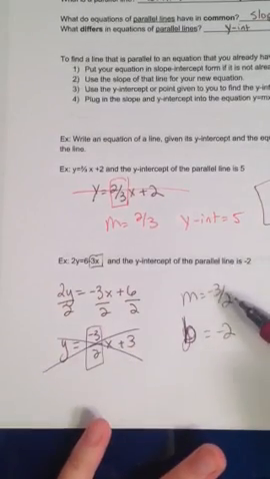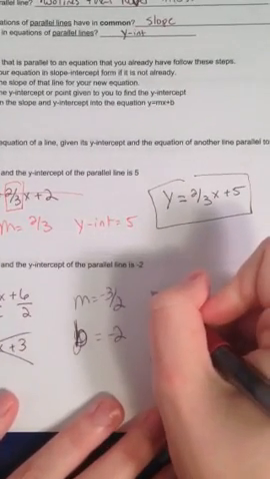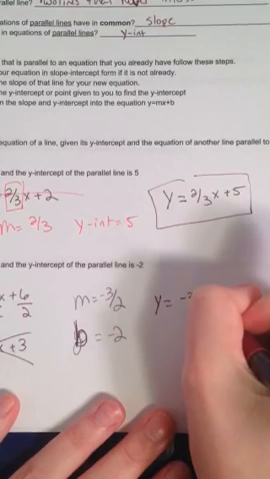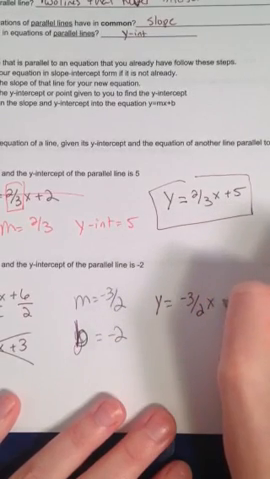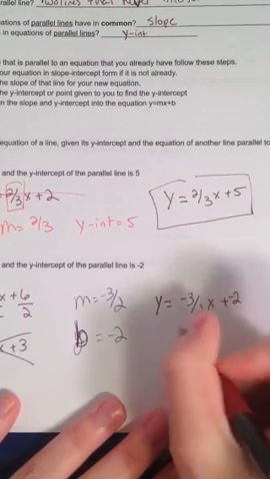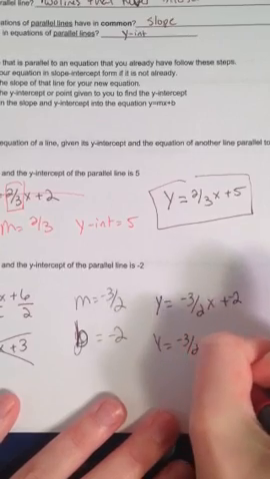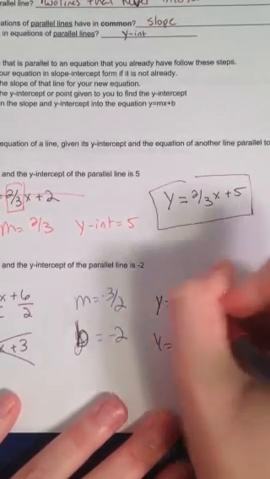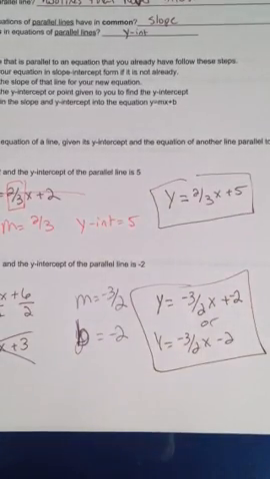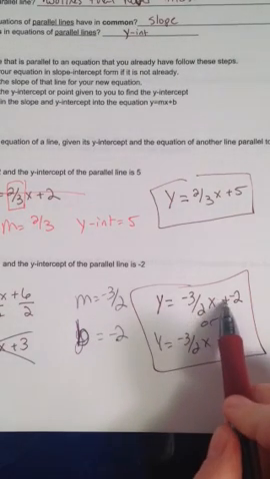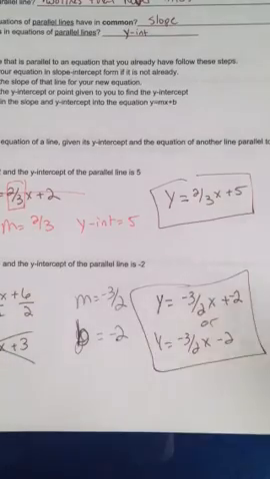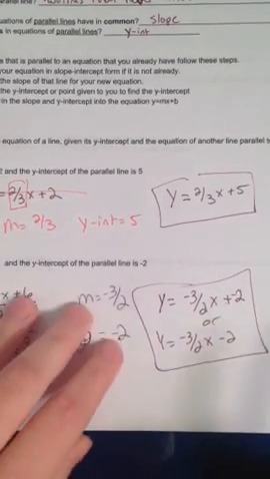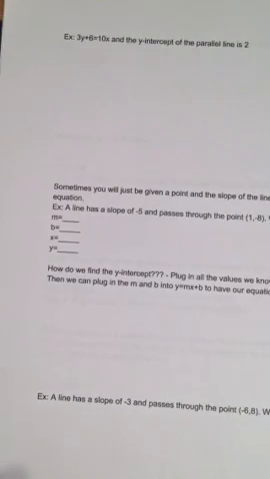So I have the m and I have my b, so now I'm allowed to write an equation. So y equals negative 3 halves x plus negative 2, I'm sorry, or y equals negative 3 halves x minus 2. Either one is an acceptable answer. I will take either. Because this is negative 2, I either have to add a negative 2 or just subtract 2. It means the same thing. Alright, let's rock and roll this.